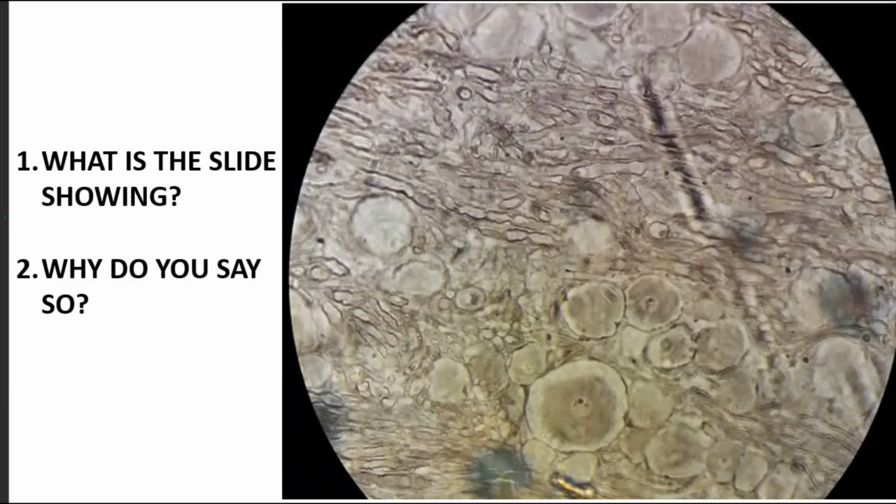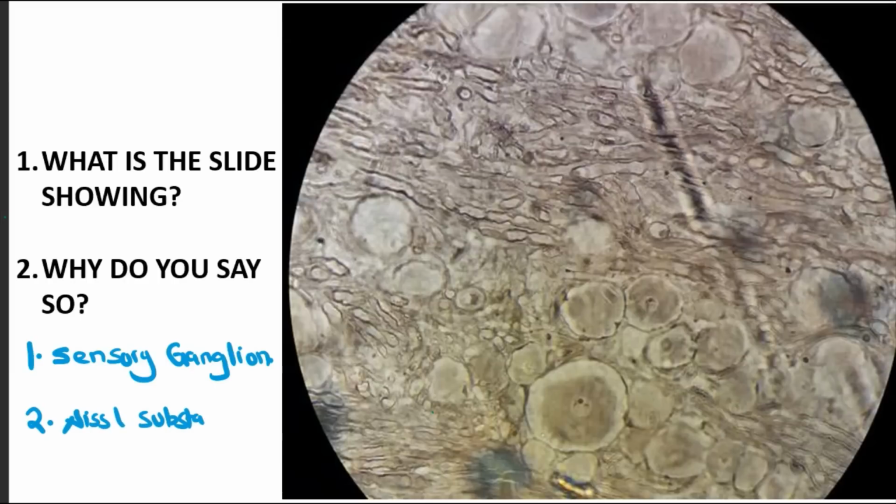Slide 2. What is the slide showing here? So this slide is showing a sensory ganglion. Why do you say so? One, in the ganglion, there are Nissl substances. Nissl substance is just the rough endoplasmic reticulum of the sensory ganglion.